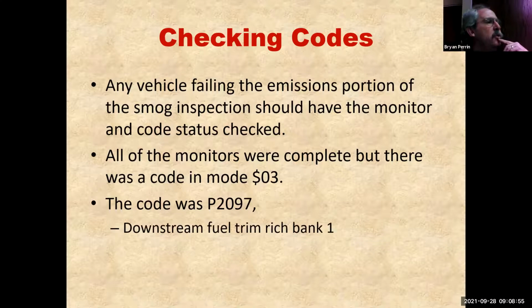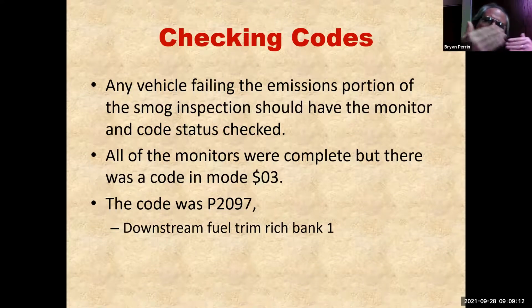The definition was downstream fuel trim rich, bank 1. Well, this car only has 1 bank. Didn't I say the car's running lean? So the car's running lean, but I have a code for downstream fuel trim rich.